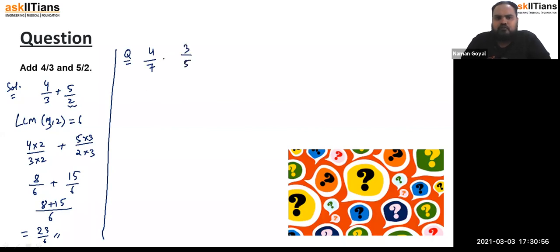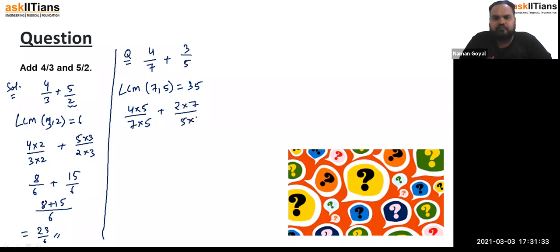Now what we have to do is find the LCM of 7 and 5. Now tell me the LCM of 7 and 5. What is the LCM of 7 and 5? 7 and 5 LCM is 35, right? So we have to make this 7 as 35. For doing that, we have to multiply by 5 in numerator as well as in denominator. So it looks like 4 into 5 upon 7 into 5, isn't it? And 3 into 7 upon 5 into 7, right?